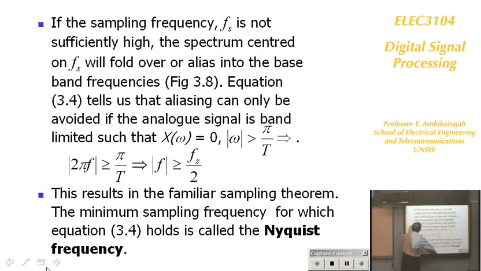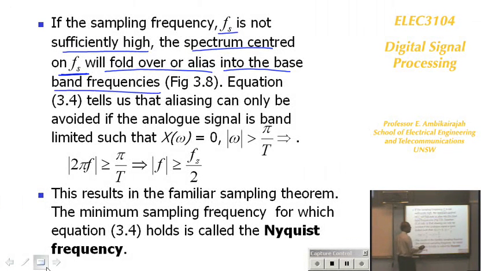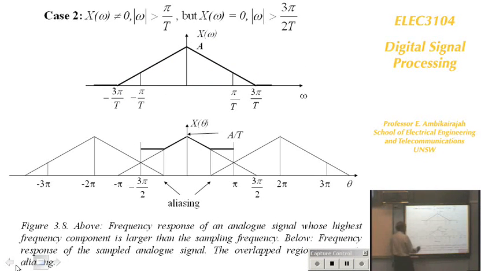And that's what I'm explaining here. The sampling frequency is not sufficiently high. The spectrum centered on fs will fold over, alias into the baseband frequencies, minus pi to plus pi. So you must look at the diagram and see that this one will fold over here.